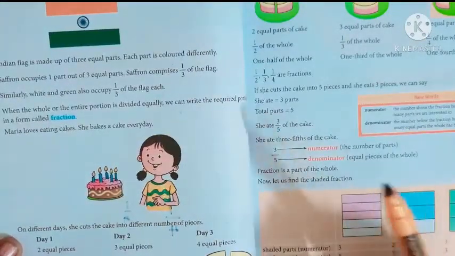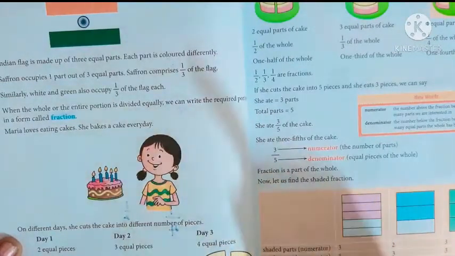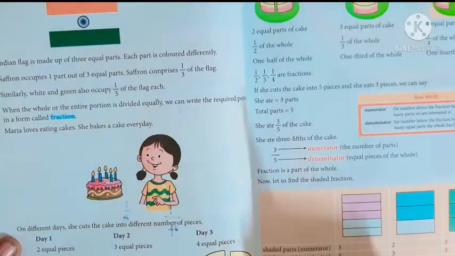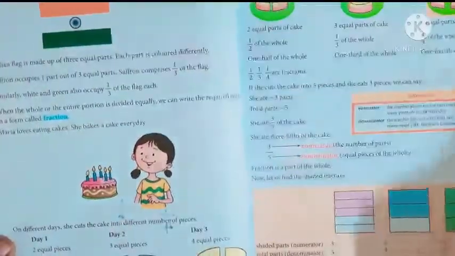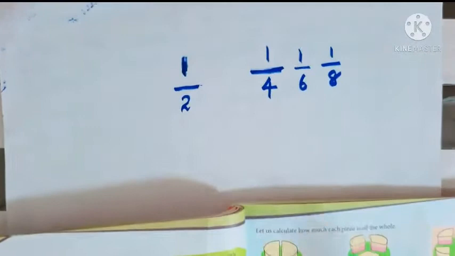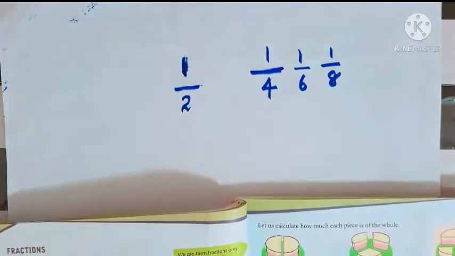So what is a fraction? When the whole or an entire portion is divided equally, we will write the required portion in a form called fraction. How I wrote like this? This is called fraction. Understand here?